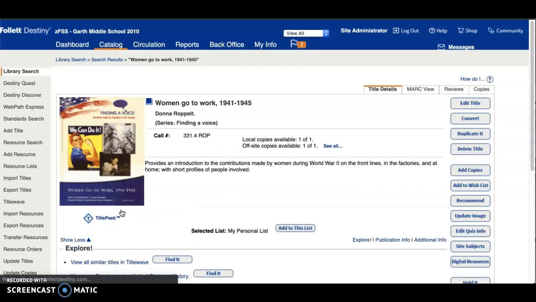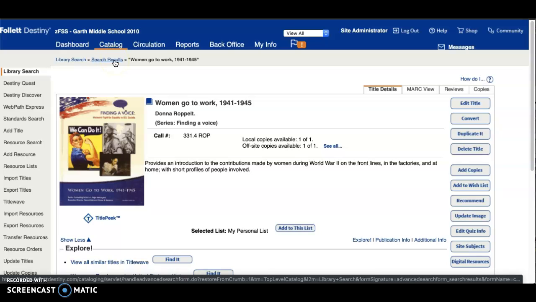Let's see. Provides an introduction to the contributions made by women during World War II on the front lines, in the factories, and at home. So this is talking about what was happening at home while the men were fighting at war.